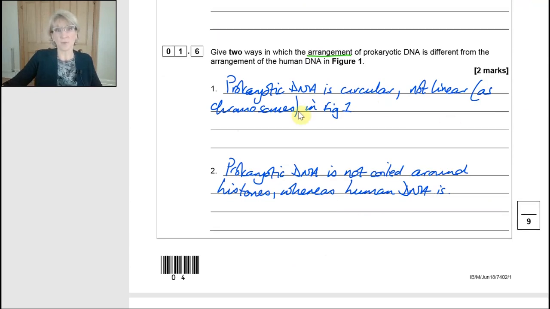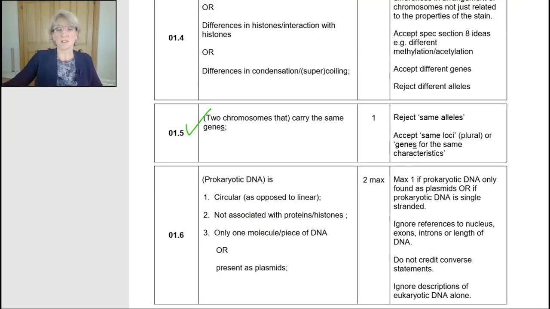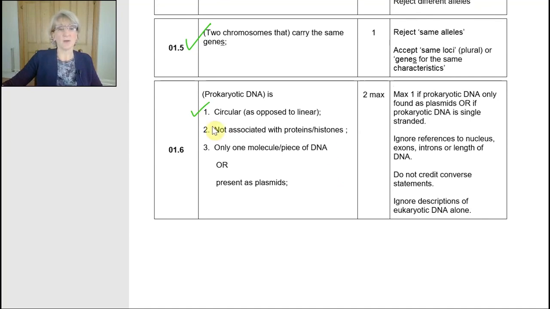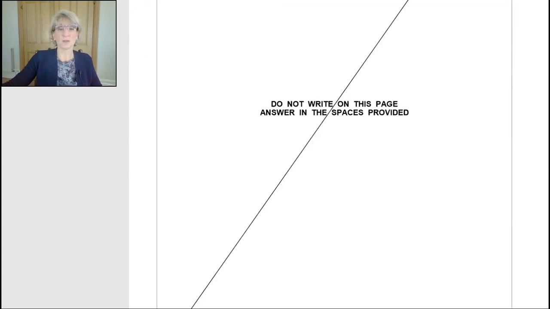So I wrote that the prokaryotic DNA is circular, whereas the eukaryotic DNA is linear, and prokaryotic DNA is not coiled around histones, whereas human DNA is. According to the answer, I got mark point 1 and not associated with histones. I got that mark point as well. You could have also talked about the fact that there were plasmids in prokaryotes as well. That gave me the 2 marks.